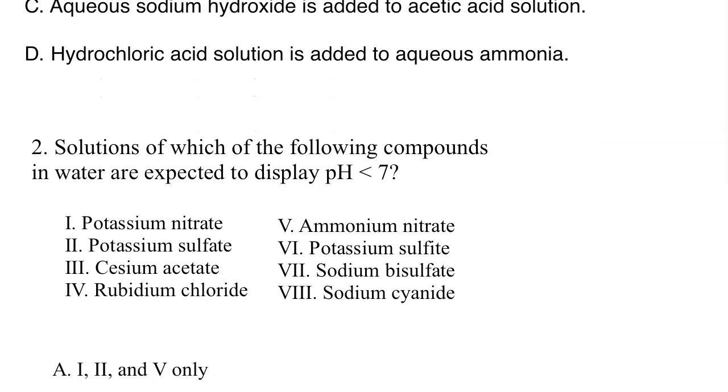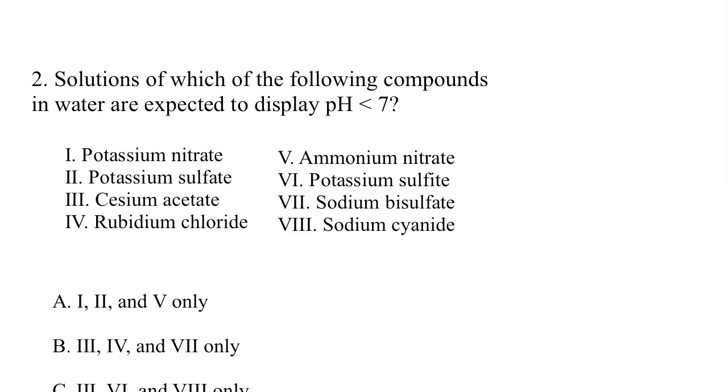All right, number 2, solutions of which of the following compounds in water are expected to display a pH of less than 7? So keep in mind pH of less than 7 and what that would mean in terms of acidity or basicity. And then you can look at your options here. We have potassium nitrate, potassium sulfate, cesium acetate, rubidium chloride, ammonium nitrate, potassium sulfite, sodium bisulfate, and sodium cyanide.